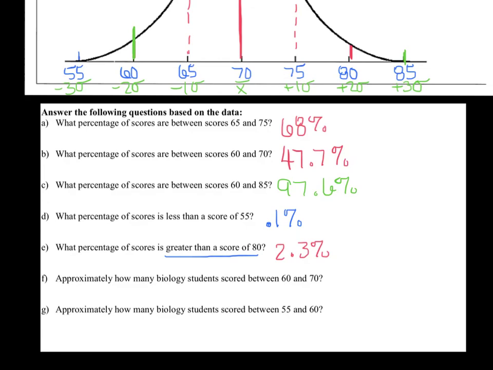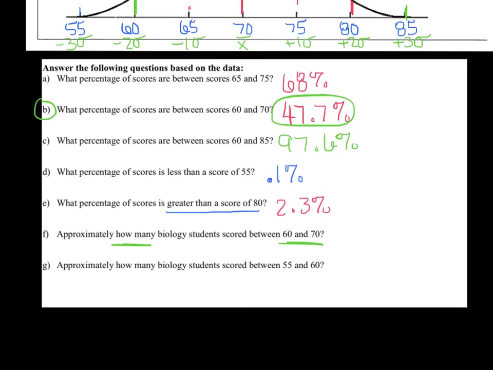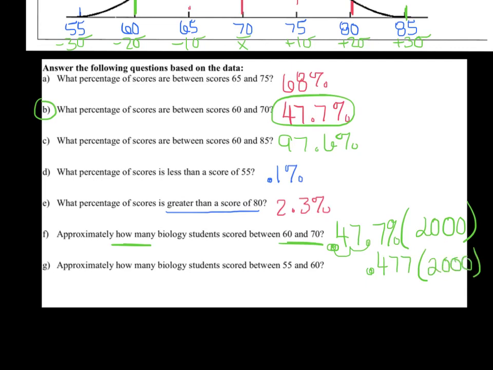Instead of asking for the percentage, they now ask how many students in that class scored between a 60 and a 70. Now remember, in part B, we said it was 47.7%. Do you remember how many students were in the class? Let's scroll up. It says 2,000 students were in that class. So 47.7% of the 2,000 students, almost forgot my percentage. In order to multiply these two, I have to slide that decimal to the left first to turn it into a regular number. So we're going to go 0.477 times 2,000 students. And when I did that, I got a grand total of 954 students in that class who had a score between 60 and 70. That's a lot of students in that group.